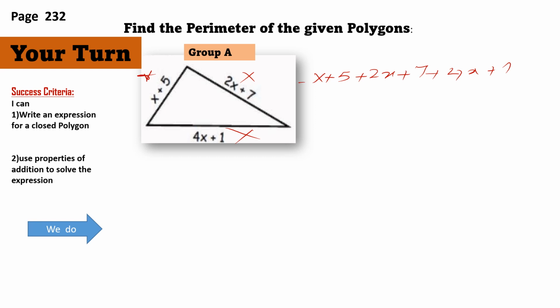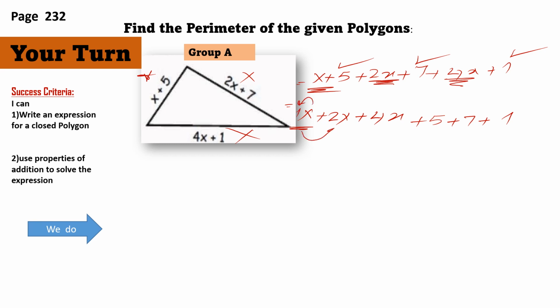Okay. Now write all these variables together: x plus 2x plus 4x together, then plus 5 plus 7 plus 1 together. Now x has no number, so it means it is 1. So 1 plus 2, 3, 3 plus 4, 7x. 5 plus 7, 12, 12 plus 1, 13. Plus 13.